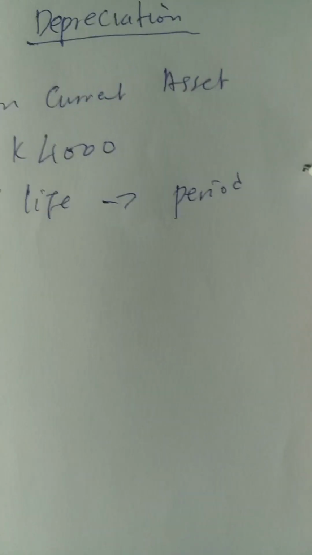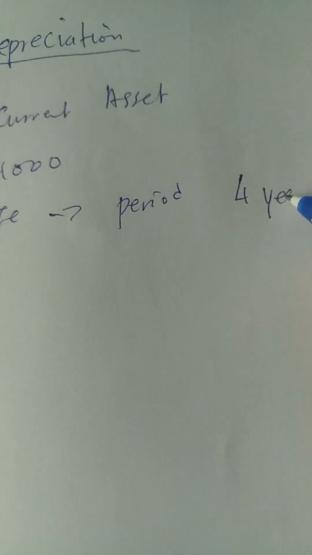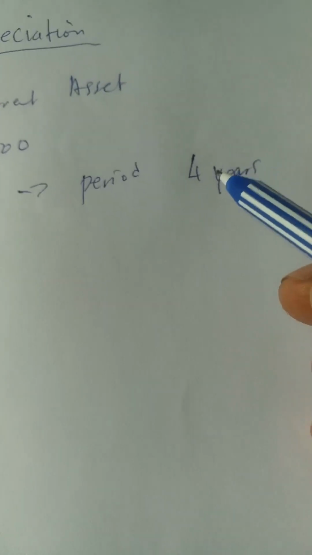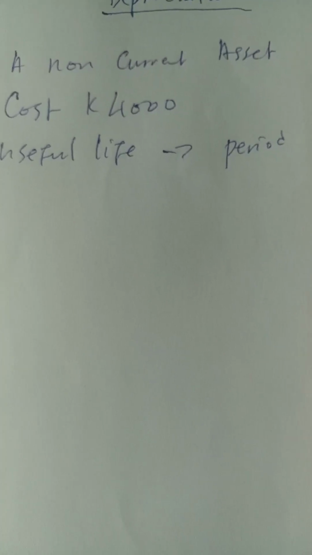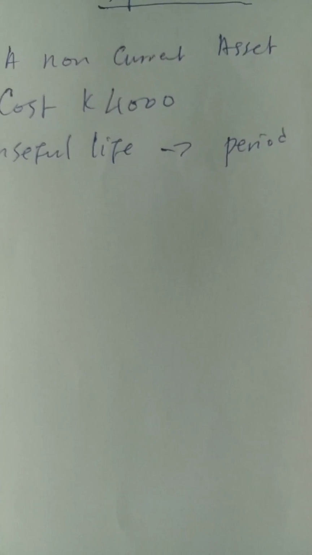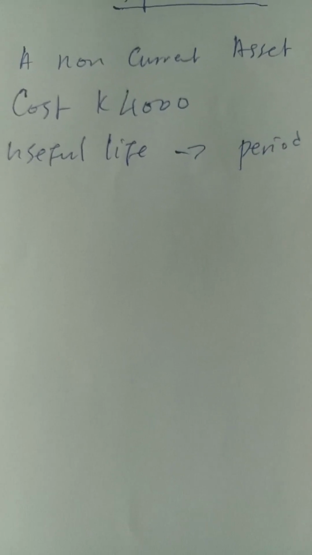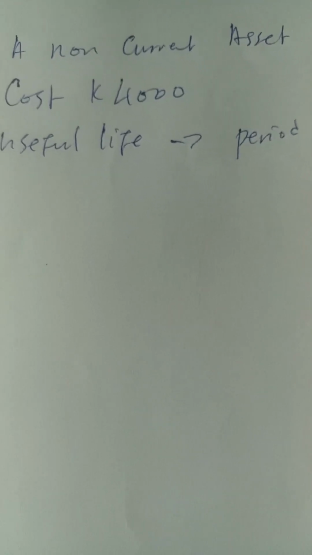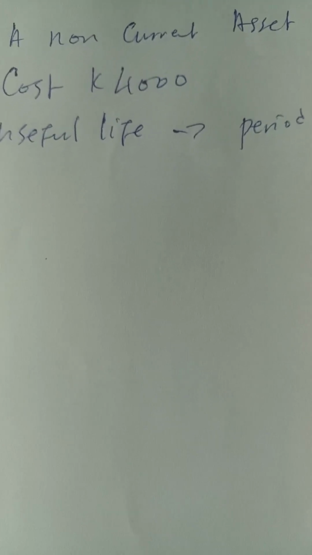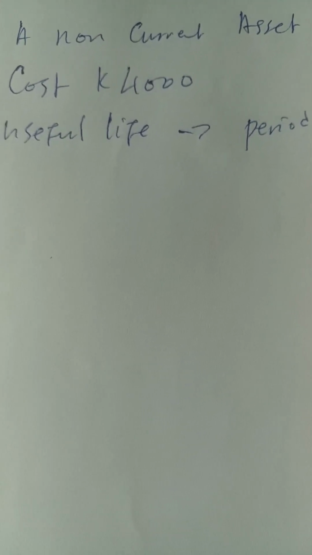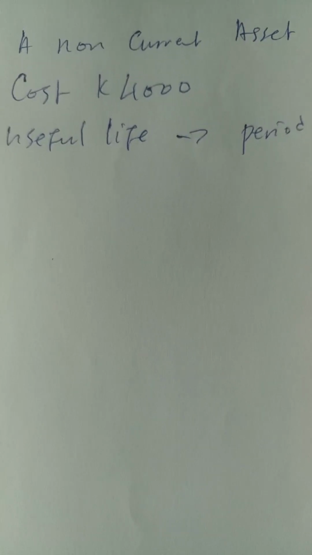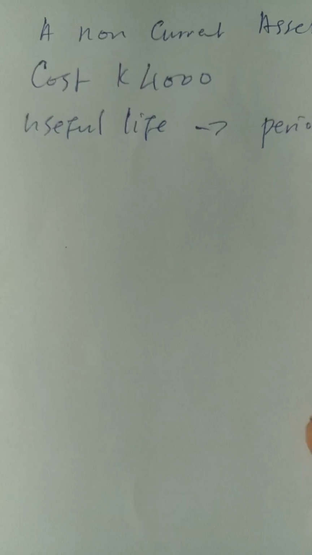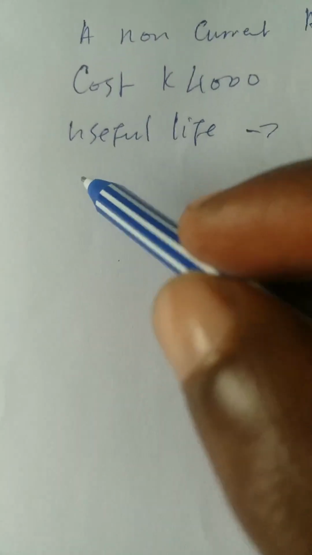Let's say 4 years. Then you expect this non-current asset to diminish, as in to be used. The business will no longer need this non-current asset. You estimate that by this number of years, it will be done in value. It won't have value. So that's the useful life. And then we also have the residual value.